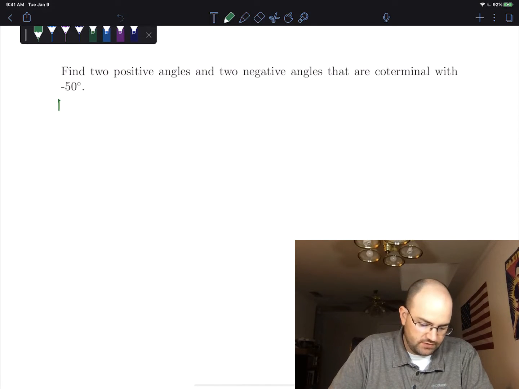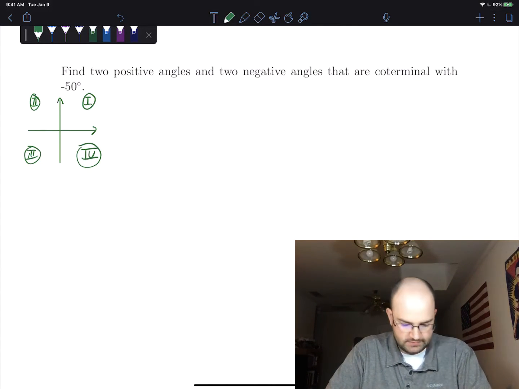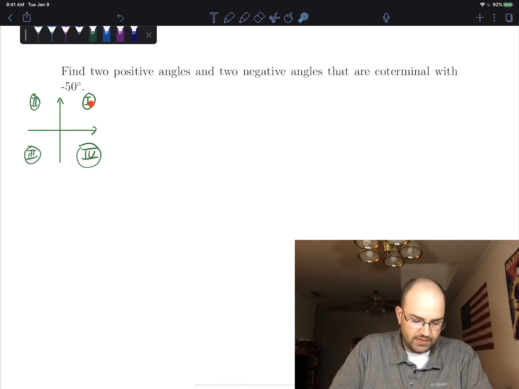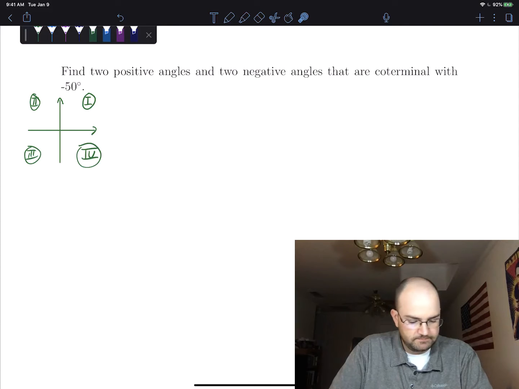Now, I'm going to go ahead and draw this in a coordinate grid. This is quadrant 1, this is quadrant 2, quadrant 3, quadrant 4, and yes, we do use Roman numerals for this. It starts at the top right and goes counterclockwise to give us the increasing.